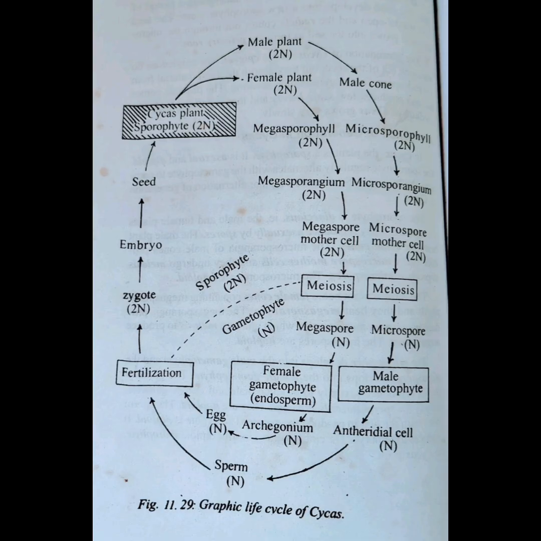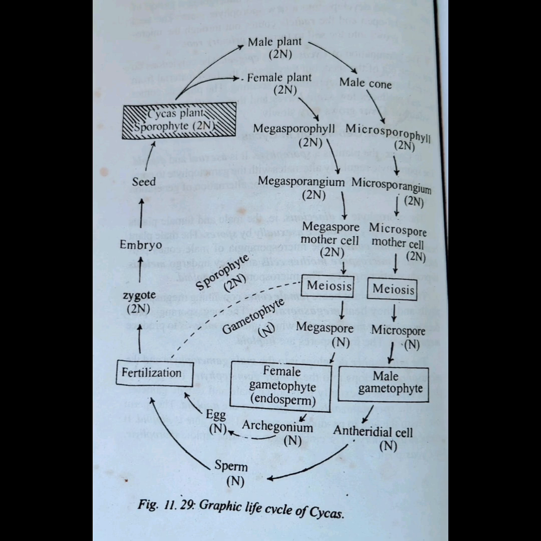So you can find a regular alternation of generation in Cycas, and the sporophyte is dioecious, that is, the male and female plants are separate. The male plant bears the male cones, and from the male cone there are the microsporangia containing the microspore mother cells. These microspore mother cells will undergo meiosis to form the microspores, which are haploid.